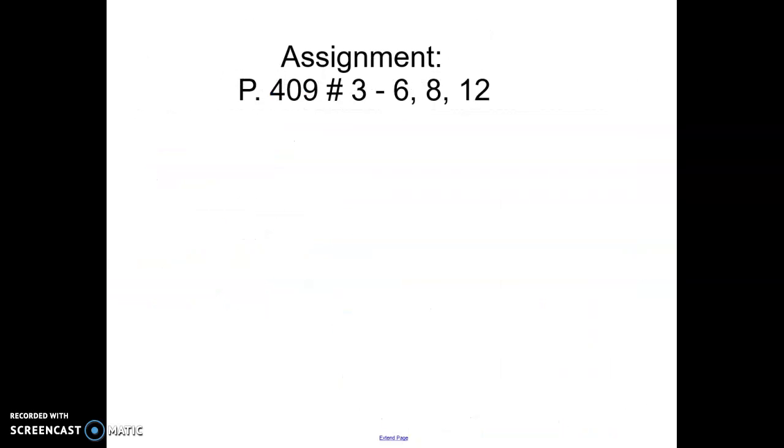So you can then do page 409, number 3 to 6, and 8 and 12.